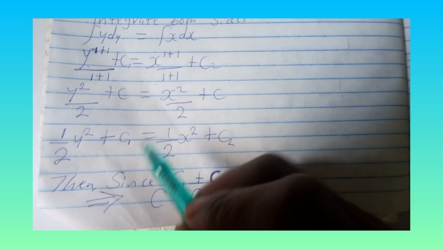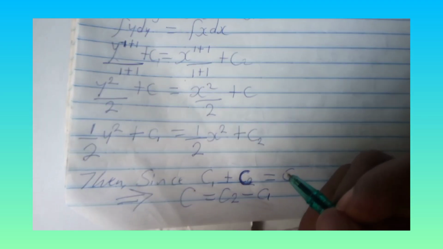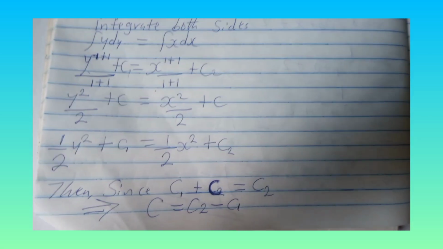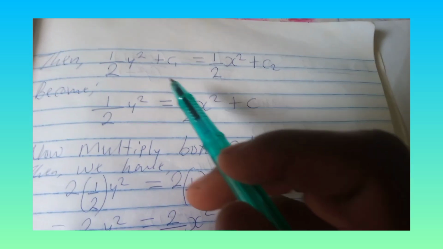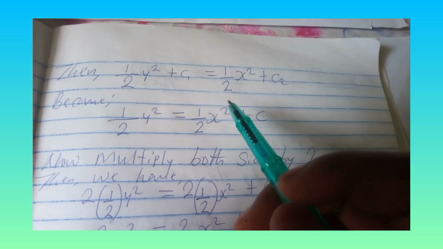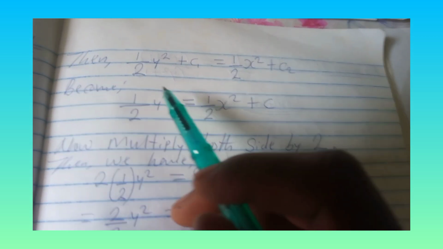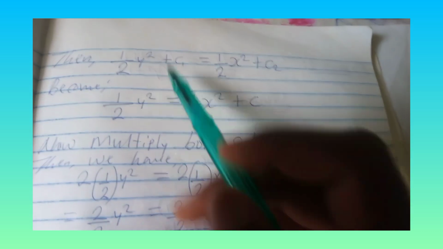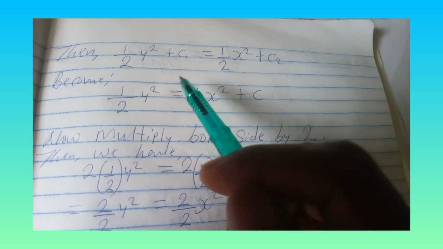Since c equals c2 minus c1, that is our c. Then we have 1 over 2 y square plus c1 equals 1 over 2 times s square plus c2, because that is what we have initially. So in this case, you know that our c1 and c2, our constant capital C, is the same thing as c2 minus c1.